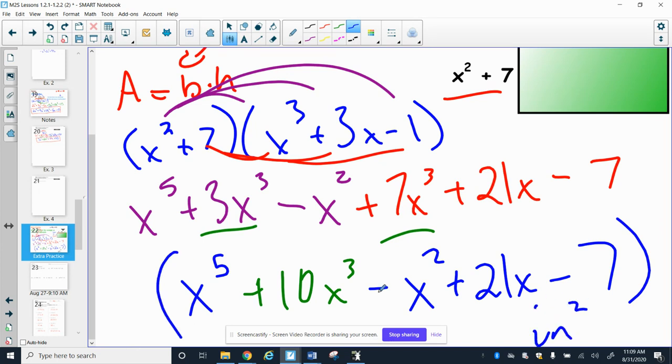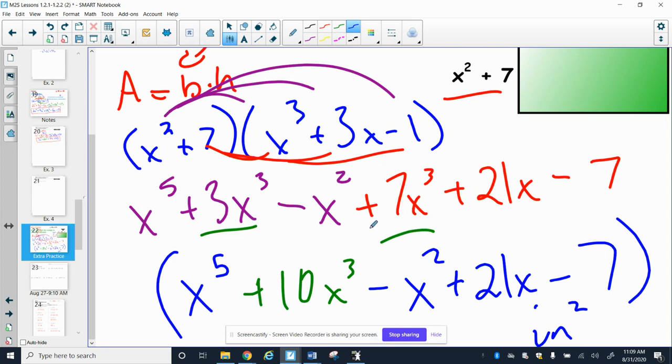Okay. You will see some on your homework tonight where it says write out an expression for the area of a rectangle with these side lengths, with expressions that are polynomials given to you. So this would be: multiply together our two side lengths and simplify.